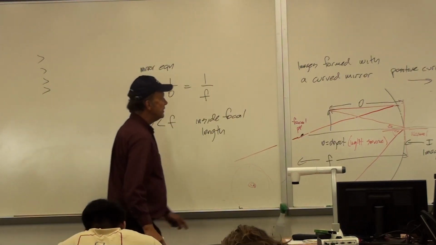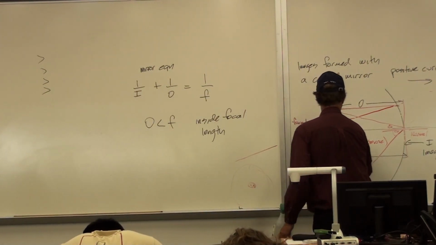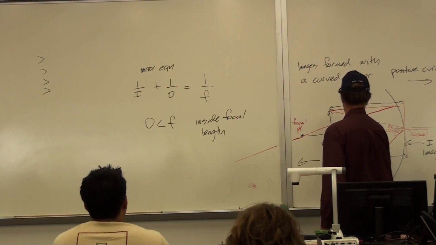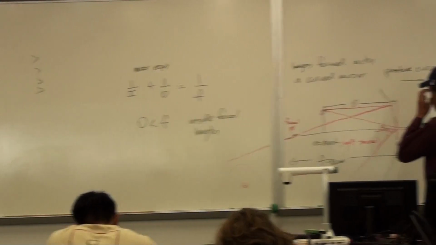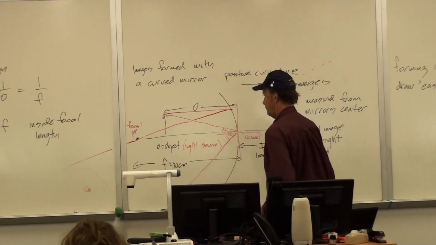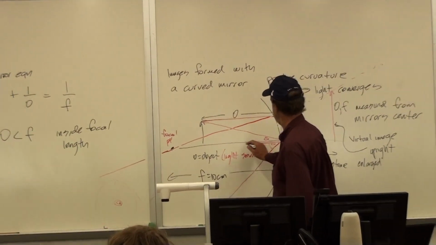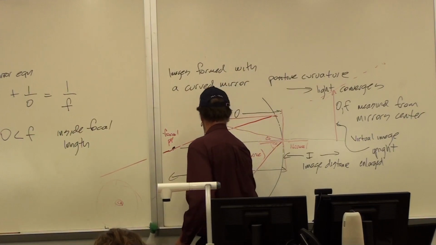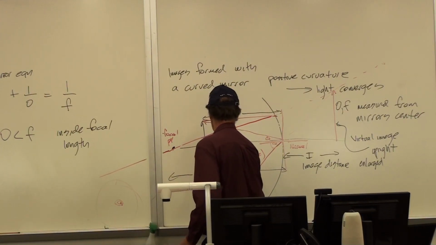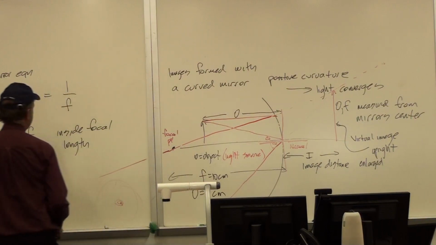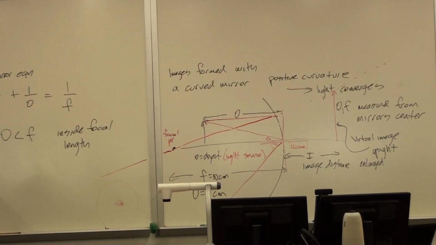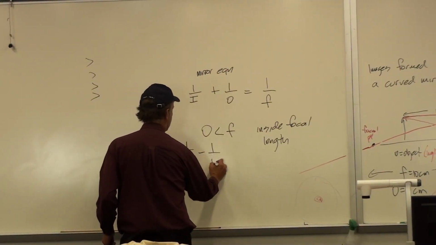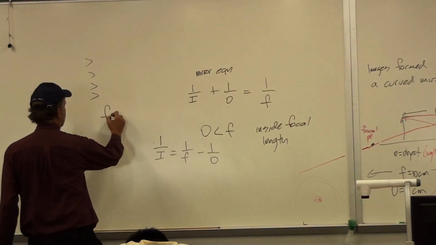Okay, so let's set F equal to 10 centimeters. And let's set O equal to, well, I want to try to keep it somewhat proportional here, so let's set O equal to 7 centimeters. Then let's find I. Well, 1 over I will be 1 over F minus 1 over O. So find the location of the image.